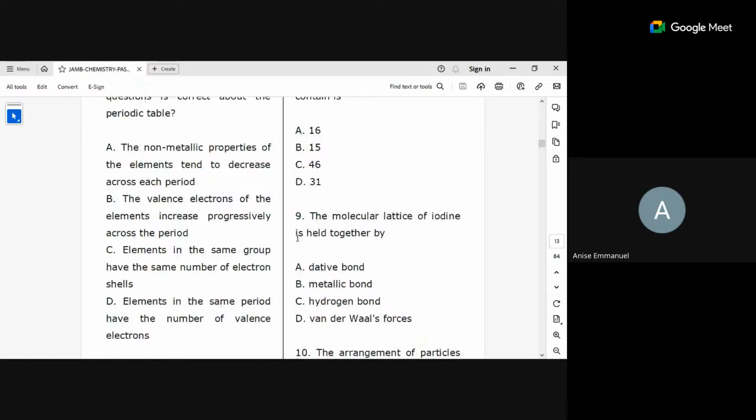The valence electron of the element increases progressively, which means when you are in group 1, you discover that the valence electron there is 1. When you go to group 2, the valence electron there is what? 2. When you go to group 3, the valence electron is what? 3, 4, and so on and so forth. That is the way it works. Number 7.